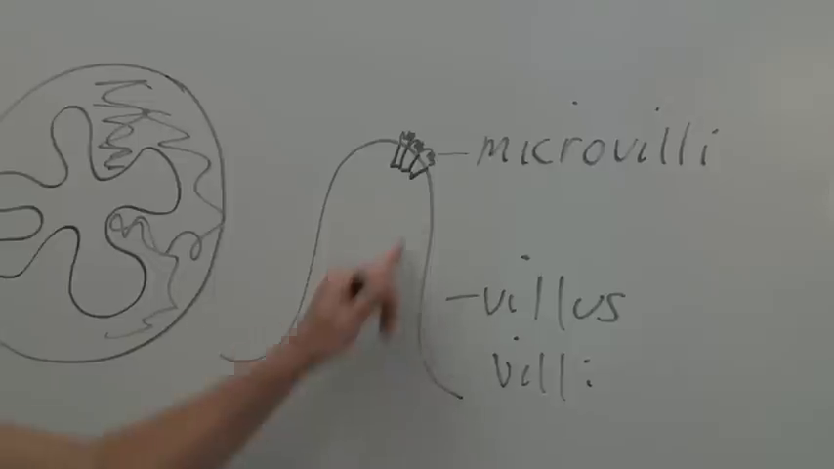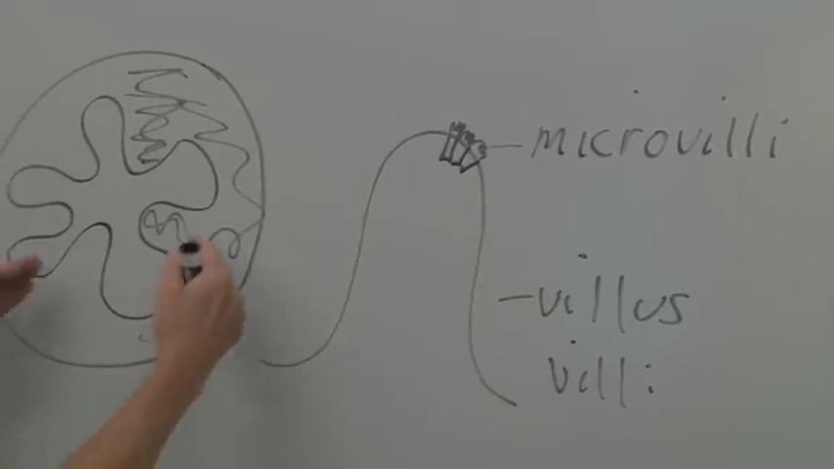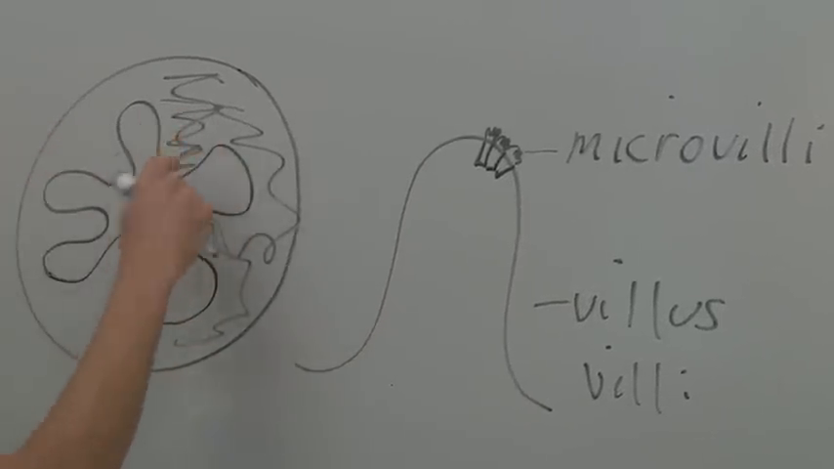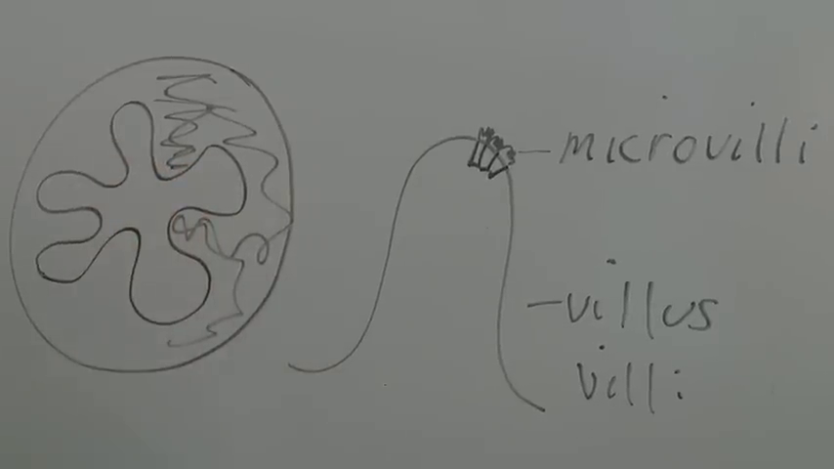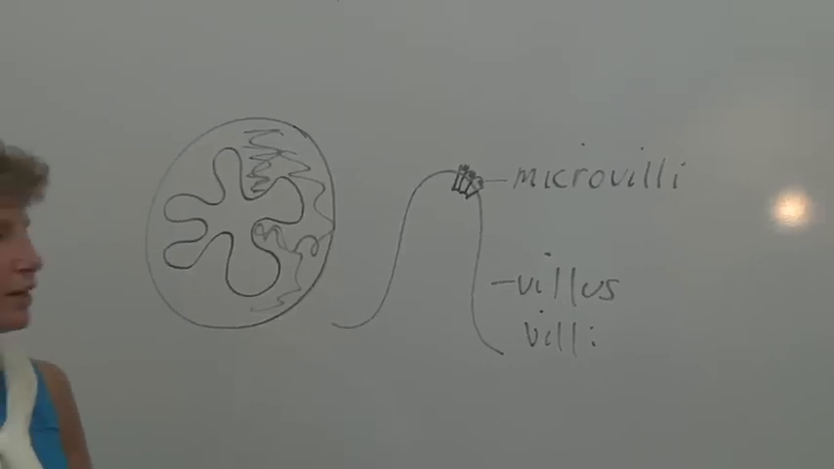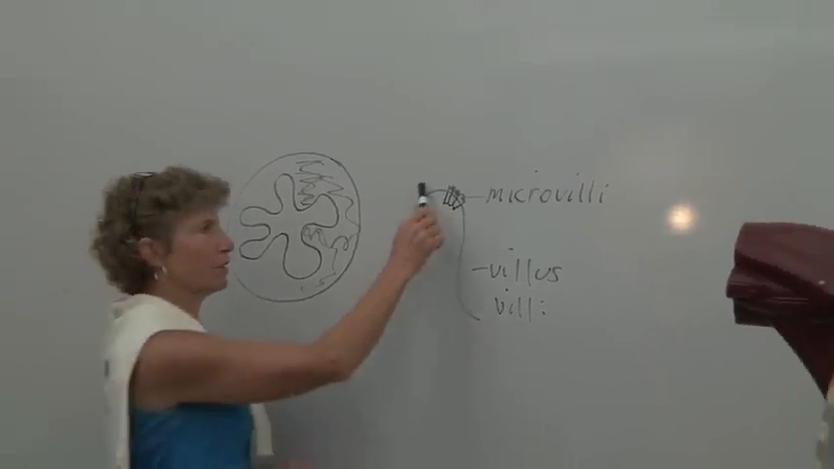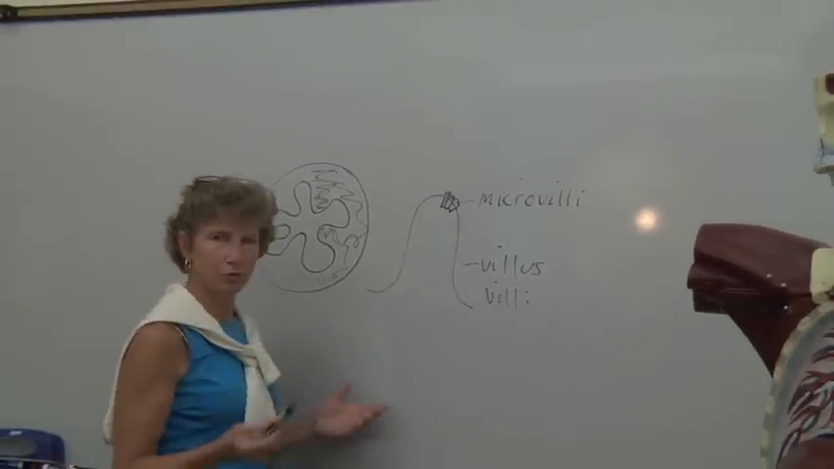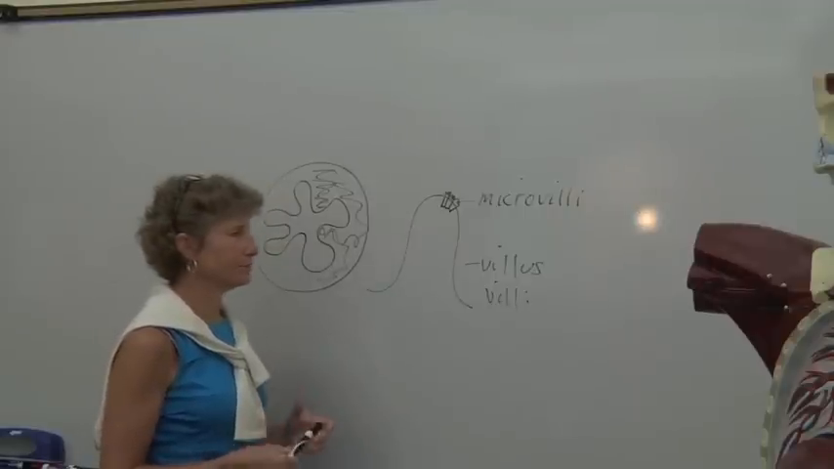The villi are these finger-like projections that are on the interior surface and open up into the lumen of the small intestine. And again, both of these structures are designed to increase surface area for primarily absorption. So you're going to have a lot of absorption going on in the small intestine.